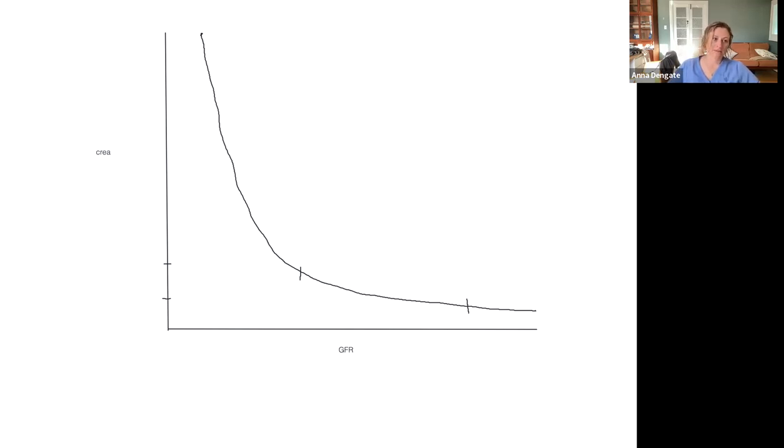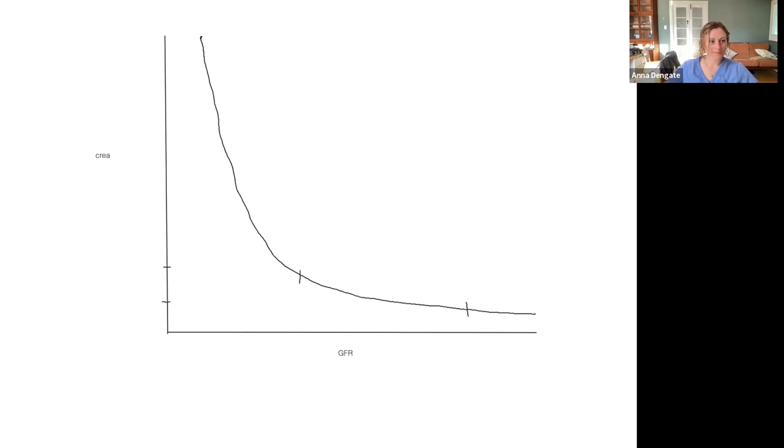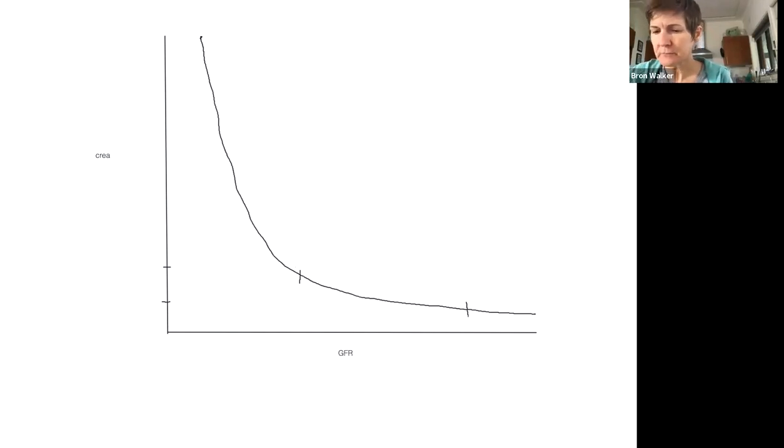So how often do we see variation in our creatinine levels within a patient in hospital? Not very often.